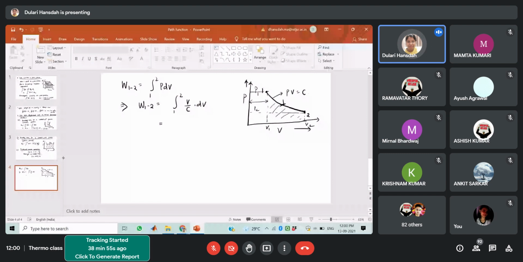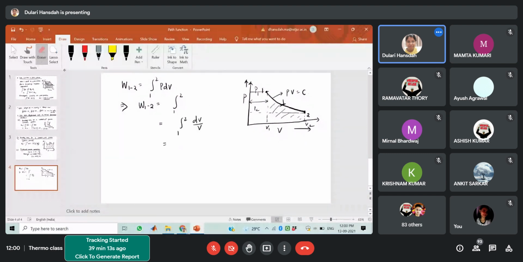Sorry. Okay, let me write it correctly. Instead of P, I can write C by V into dV. So if we are taking C outside, then it will be dV by V. Then W12 is equal to C times the integration of this one, which will be ln V2 by V1. So this is the work transfer in case of the isothermal process.